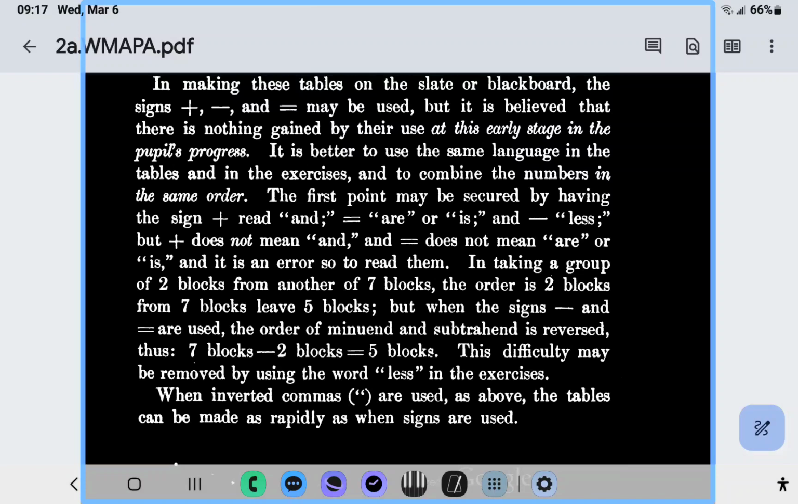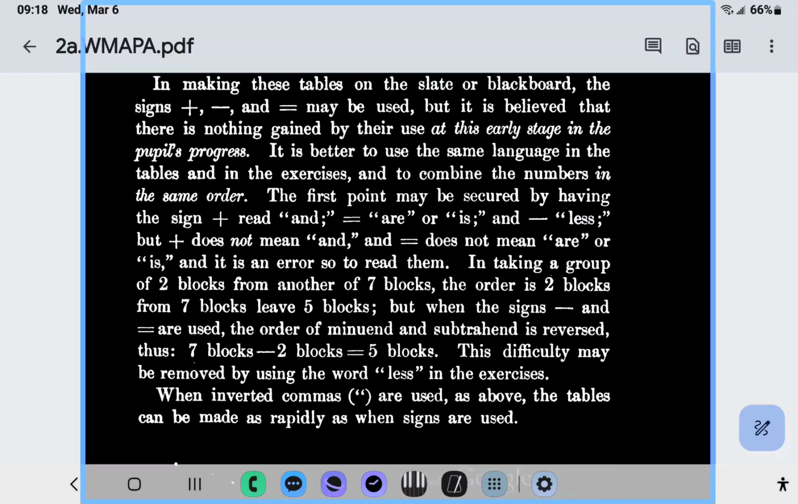In taking a group of 2 blocks from another of 7 blocks, the order is: 2 blocks from 7 blocks leave 5 blocks, but when the signs minus and equals are used, the order of minuend and subtrahend is reversed. Thus, 7 blocks minus 2 blocks equals 5 blocks. This difficulty may be removed by using the word less in the exercises. When inverted commas are used as above, the tables can be made as rapidly as when signs are used.